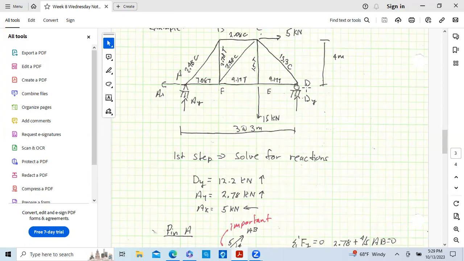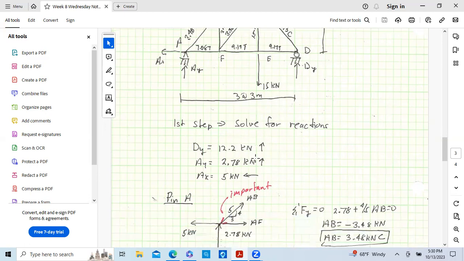I told you, I don't know, a week or two ago, all the problems had checks. This is one that's so important. I've seen students not do this and they make a math mistake or leave out a force, and they work on the truss for 20 minutes and everything's wrong after that. So make sure the reactions are correct.